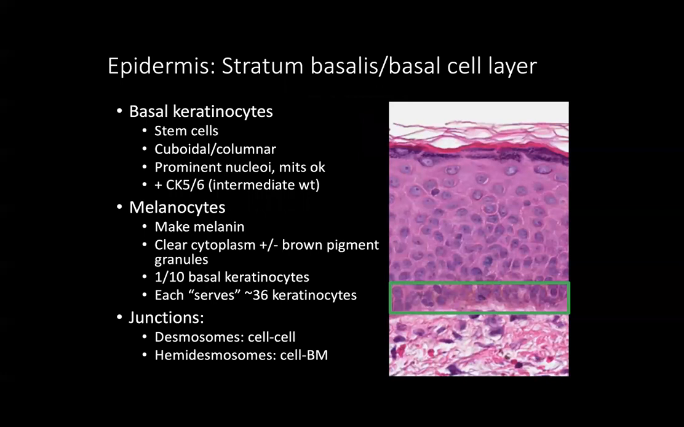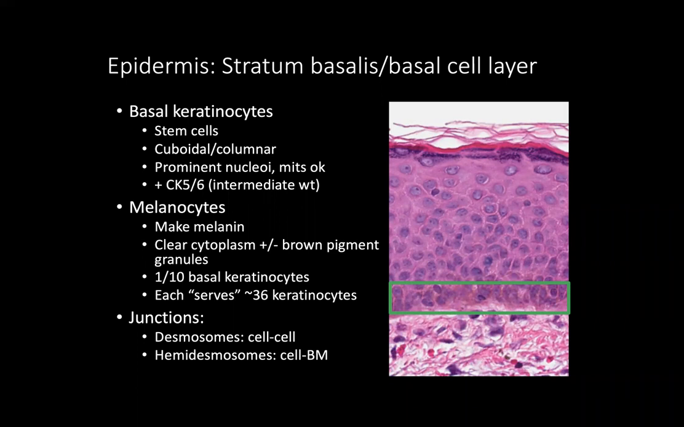So getting on into the epidermis, we'll start out at the stratum basalis, or the basal cell layer. Here we mark it in a green box, and you can see the basal keratinocytes. They are essentially stem cells, and the morphology of these cells is that they're cuboidal or columnar in nature. They have prominent nucleoli, which is where a lot of the RNA is made in the cell nucleus. It's okay to have some occasional mitotic figures because think about it, the epidermis is dividing.